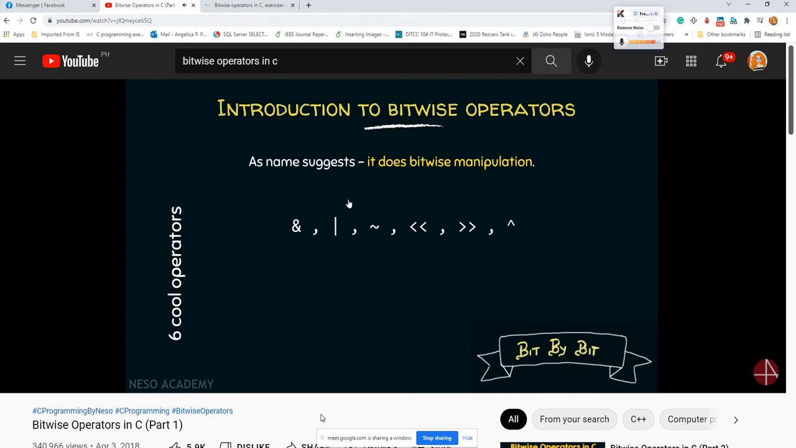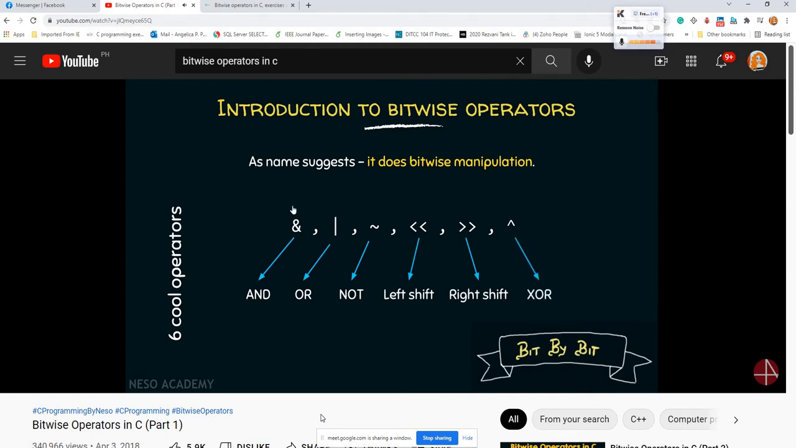Let's try to understand what are Bitwise operators. As the name suggests, it does bitwise manipulation. Now, what is the meaning of bitwise manipulation? We will talk about this concept later in this lecture. Right now, we will focus on different types of bitwise operators available in C language. The first bitwise operator in this list is bitwise AND operator. Second operator is bitwise OR operator. Third operator in this list is bitwise NOT operator. Then we have a left shift operator. Then we have a right shift operator, and finally we have Bitwise Xor Operator.